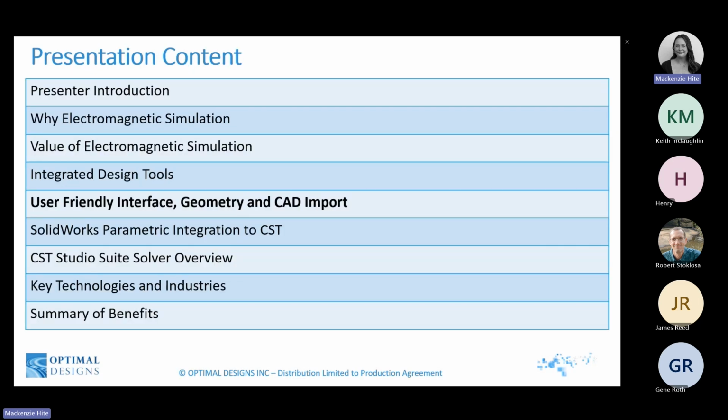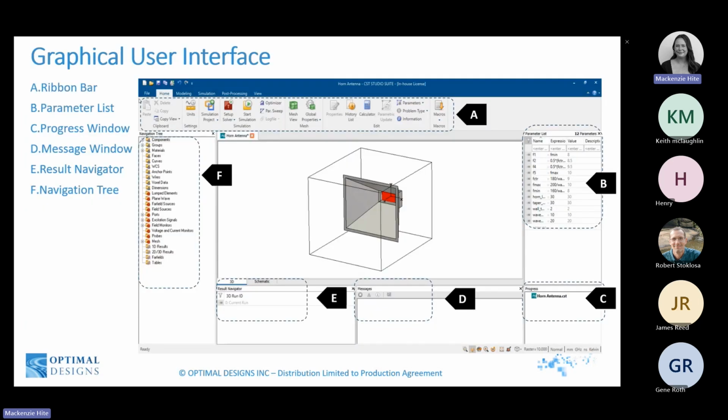User-friendly interface, geometry, and CAD import. A new user will recognize immediately that CST's GUI is both advanced and friendly to use. It has a common Windows bar for navigation, on-screen parameter lists for easy access, progress and message windows, and lastly, a vertical navigation tree that quickly changes the primary user screen between pre and post-processing.